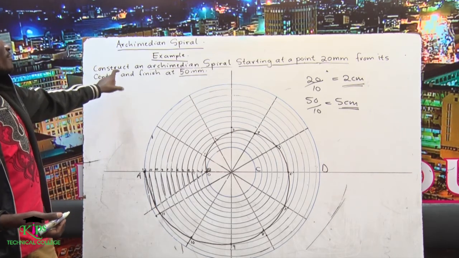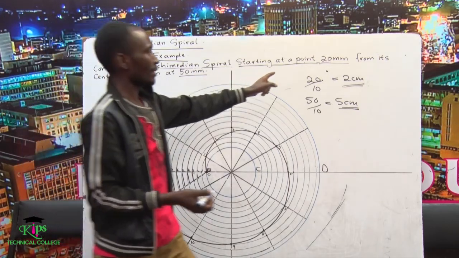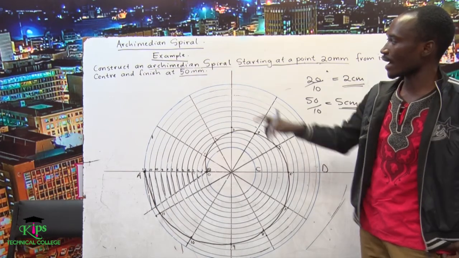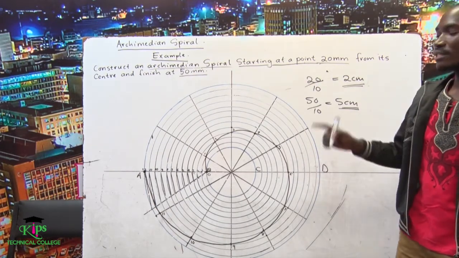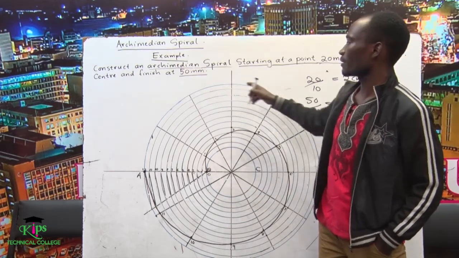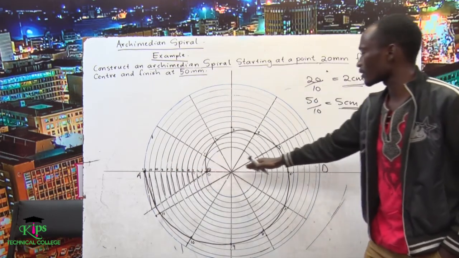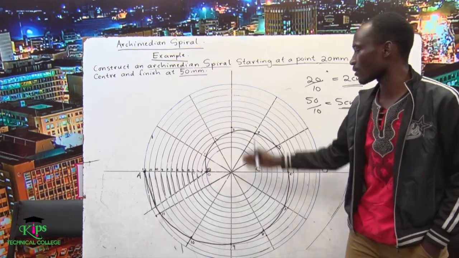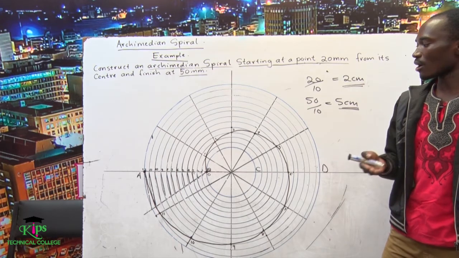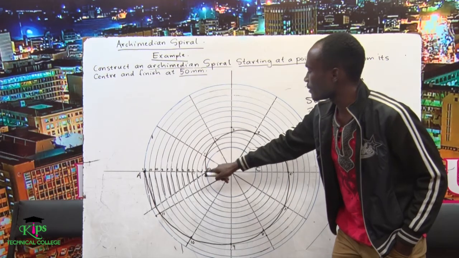Write the question. I have given you the question: construct an Archimedean spiral starting at point 20 millimeters from its center and finish at 50 millimeters. So it is very simple. You first of all draw the two circles, the 20 millimeters and the 50 millimeters. Again, you will subdivide this particular circle. First of all, starting the horizontal and the vertical line. Then these other two lines are being subdivided at an angle of 30 degrees.